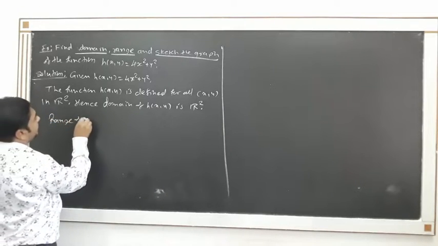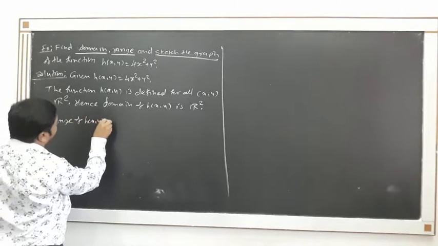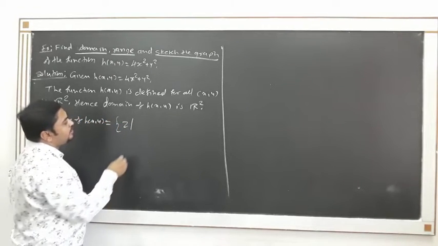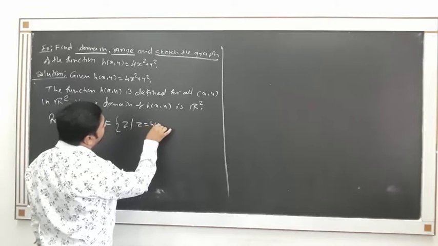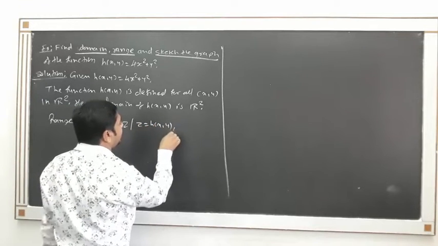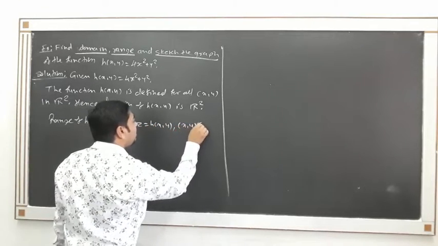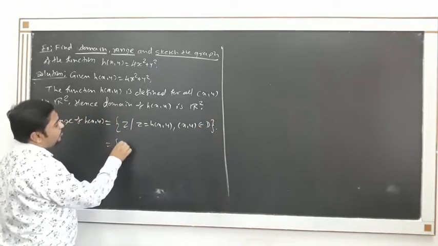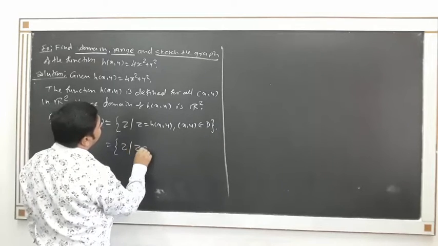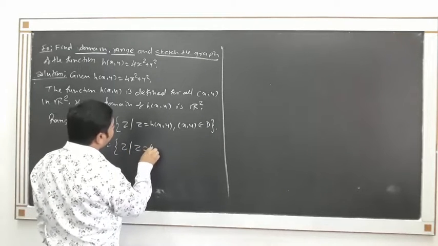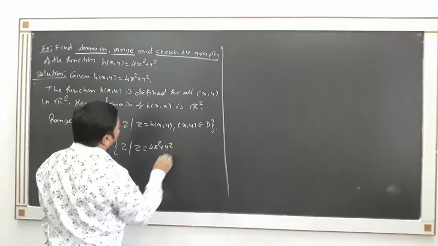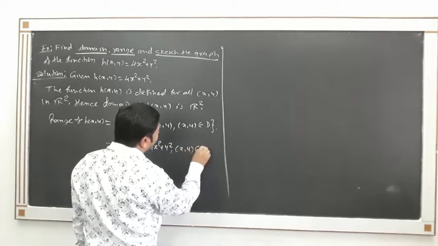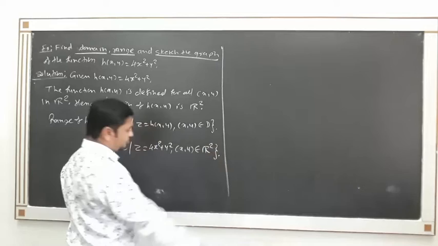Range of h(x,y) is equal to all z. Try to remember all z. z is equal to h(x,y) for all (x,y) in the domain. Okay, so what is our z here? z is equal to what? What is h(x,y)? 4x² plus y², for all (x,y) in R².